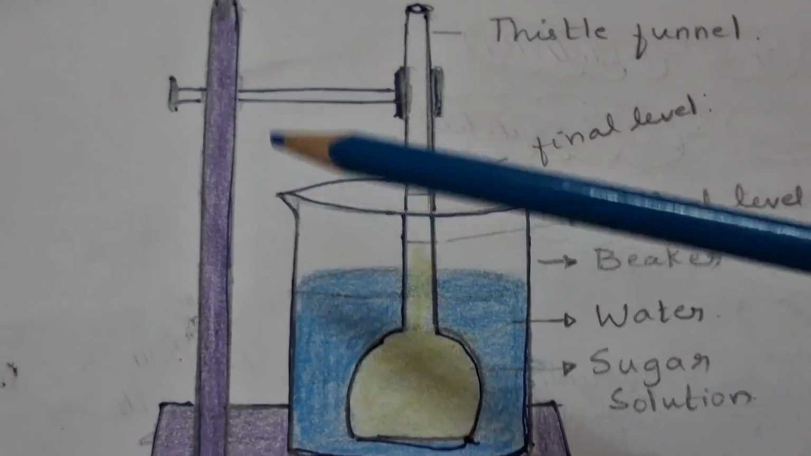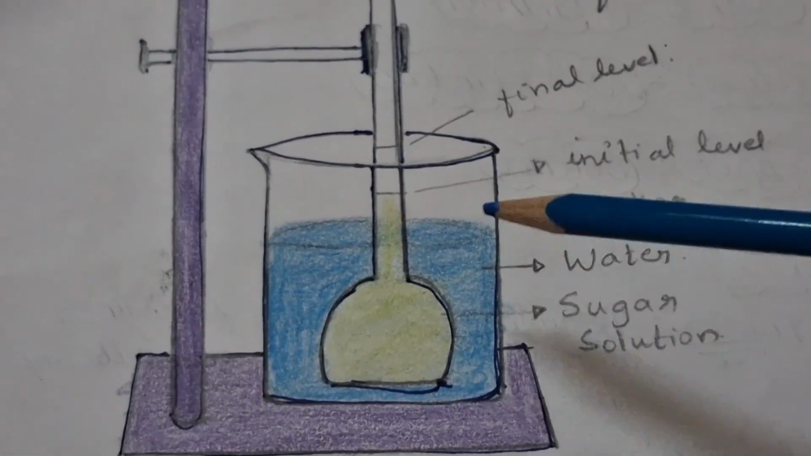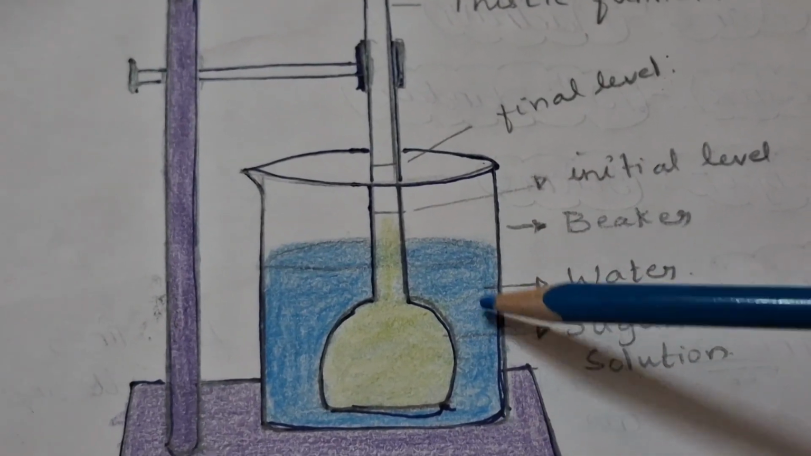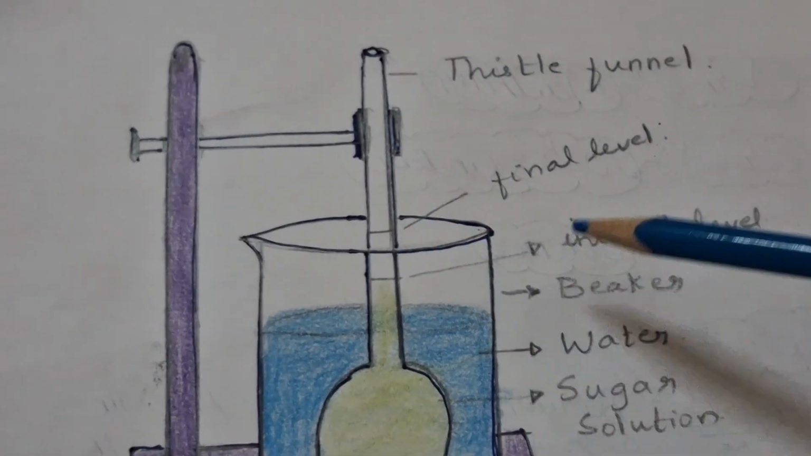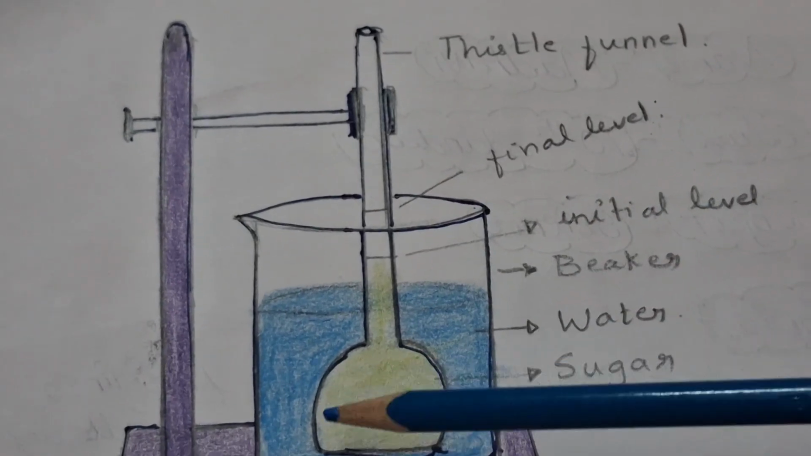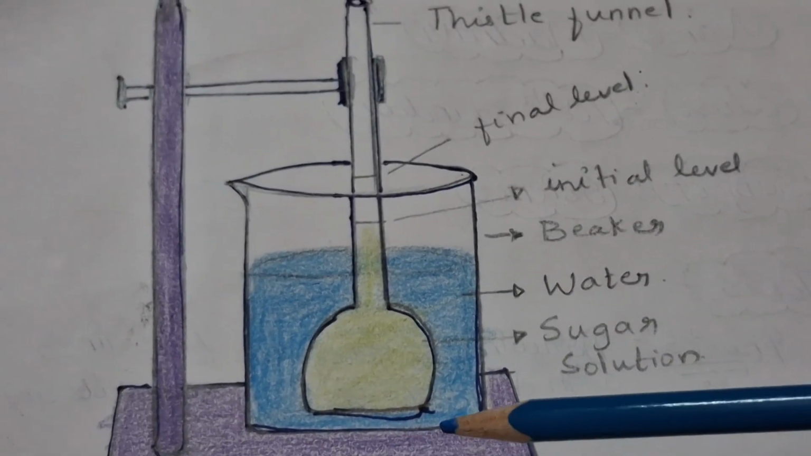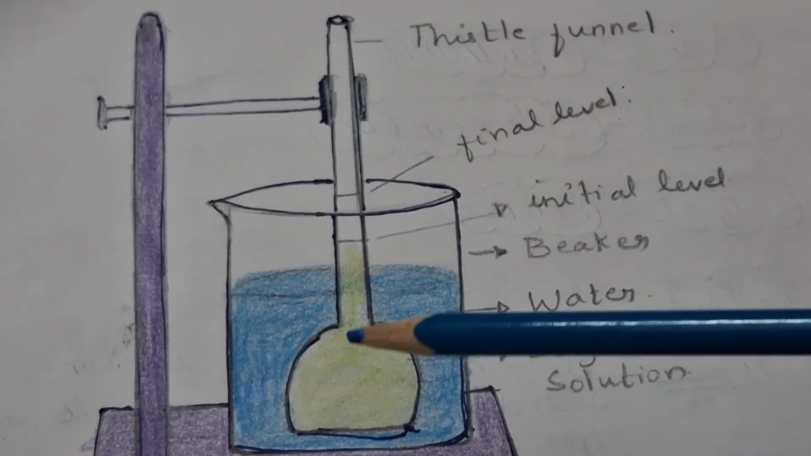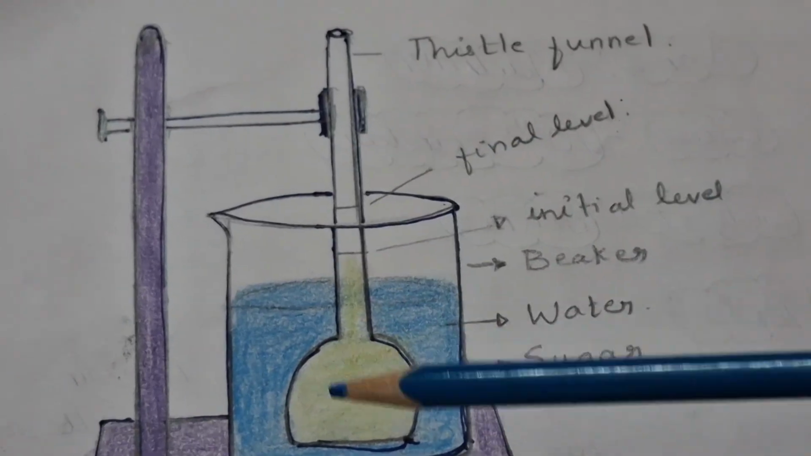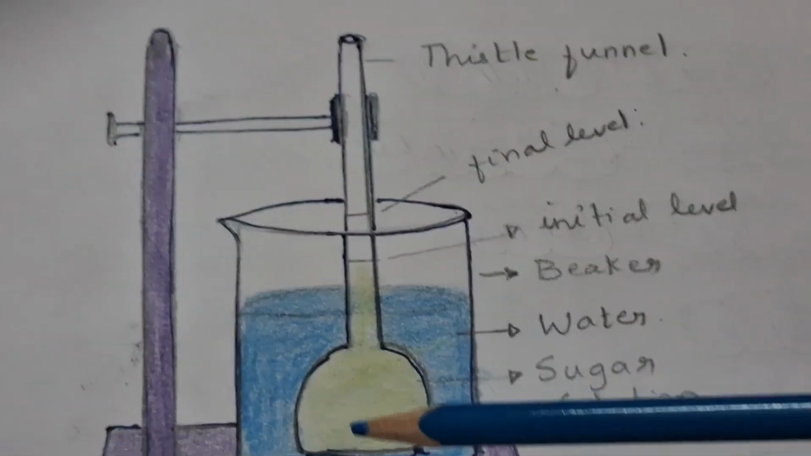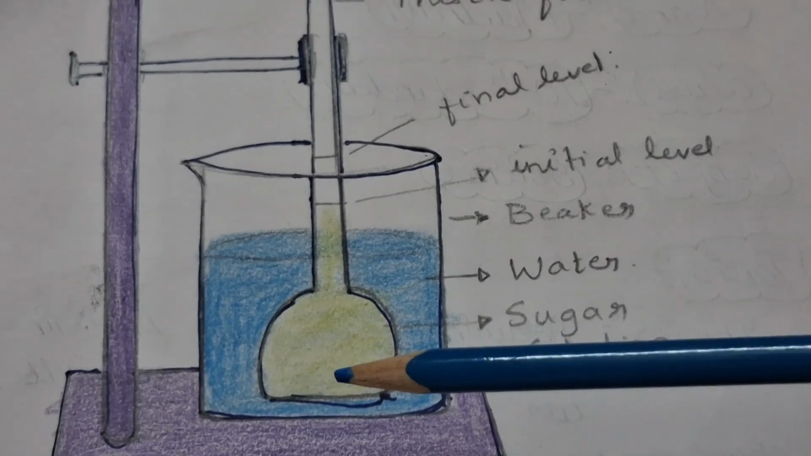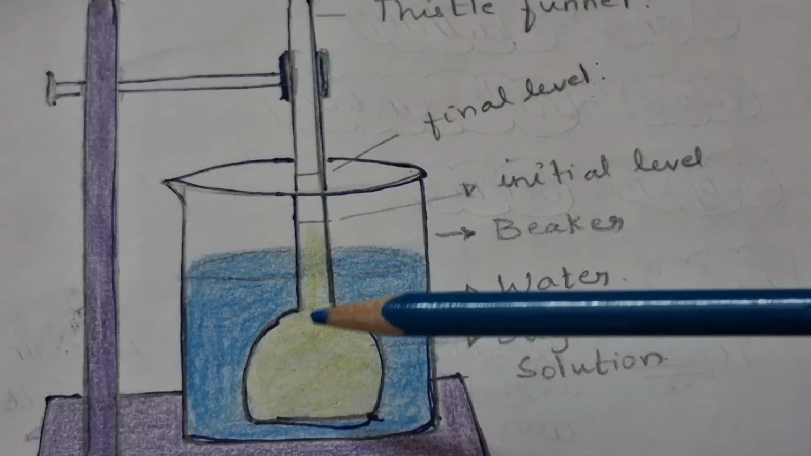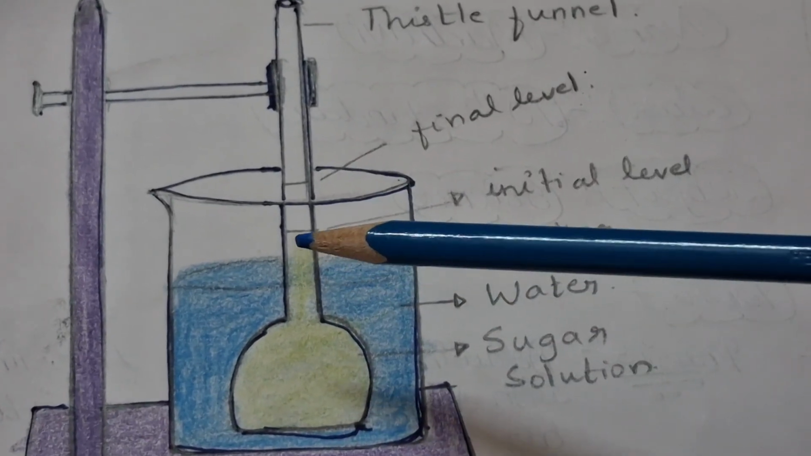Here, the apparatus has been set up in this way for osmosis. You take a beaker and add water to it. The blue color is totally water, and inside it a thistle funnel is taken. At the mouth of the thistle funnel, we tie a semi-permeable membrane, and sugar solution is added inside. It is fixed with the help of a stand and set up inside the water beaker. First we note the initial reading: the sugar solution is added till this mark. The green color indicates the sugar solution. So this is the initial reading.